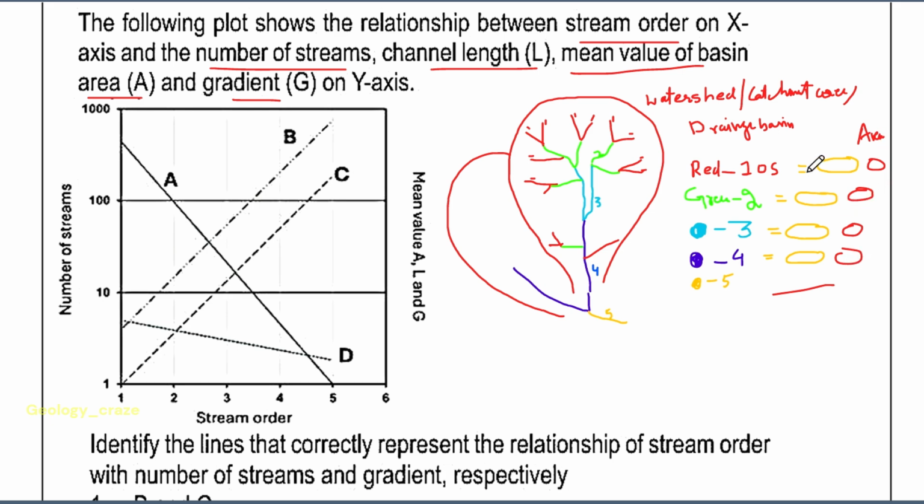The software will calculate this. And this is for our stream channel length. Suppose this stream has some area, and this third order also has some area. We will add all the values and we will get the mean value of the basin area. We will add all our values of first order area, second order area, third order area. We will get the total value of the basin area.